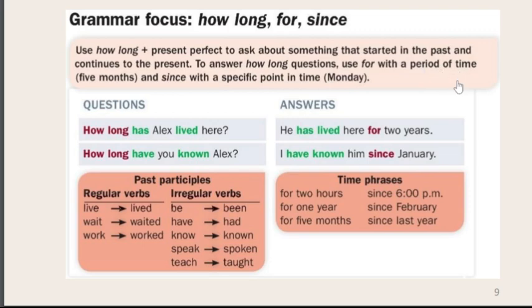And for is with a period of time, for example, 5 months, 2 years. And since is with a specific point in time, since January, since Monday. Okay, and then we have 2 more charts. In the first chart, it says past participles. We have regular verbs and irregular verbs. The regular verbs begin with live. Live, lived. Wait, waited. Work, worked.